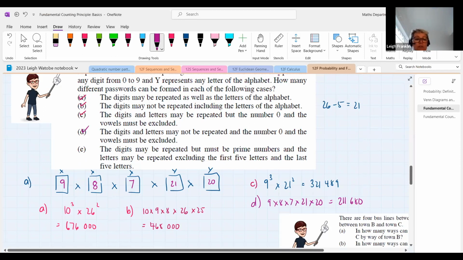Now they make it even more interesting. The digits may be repeated, but must be prime numbers. And the letters may be repeated, excluding the first 5 letters and the last 5 letters. Exactly. So Nhlanhla has given us the prime numbers that we're allowed to use. 2, 3, 5, and 7 are the only prime numbers between 0 and 9. Good, Nhlanhla. Perfect. When it comes to letters, we're excluding the first 5 and the last 5. So how many letters do we have to choose from?